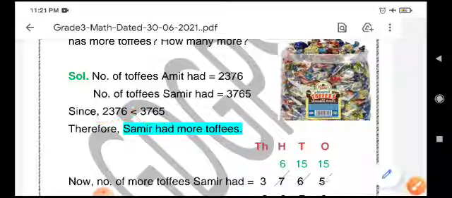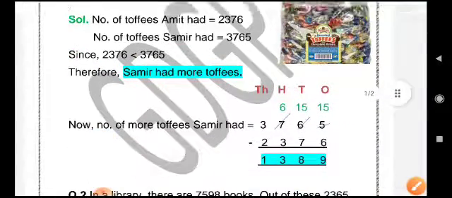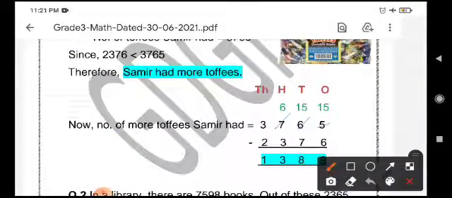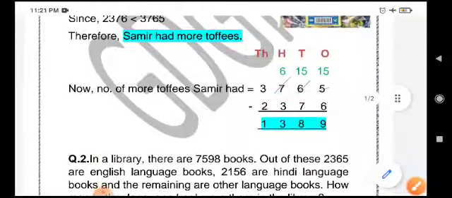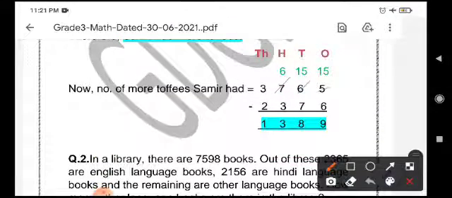Now we got that he has more toffees. By how many more? How many more means subtraction. That is a keyword that is used for subtraction. Now we are going to get the difference of the minuend and the subtrahend. Dear students, the number of more toffees Samir is having is equal to. For that you have to write the place value first, then write your minuend, that is 3765, then your subtrahend 2375, and mention the minus sign.